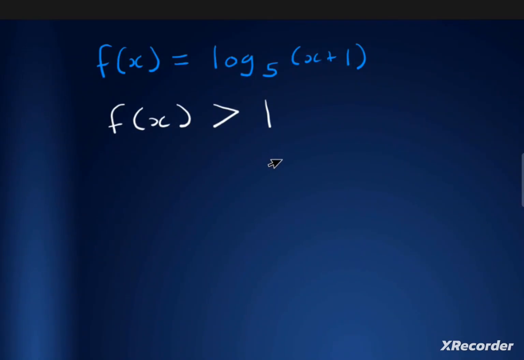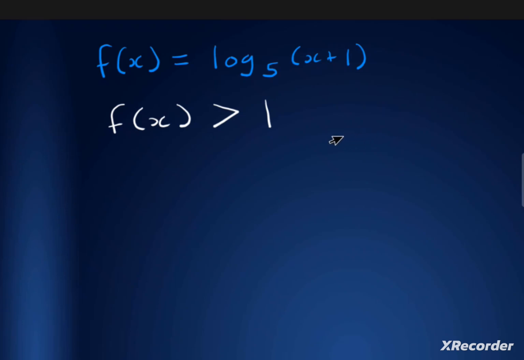Let's deal with the first situation. So here is the very basics. They give you a graph to say f of x is equal to log of x plus 1, base 5. And then they ask you for which values of x will f of x be greater than 1.